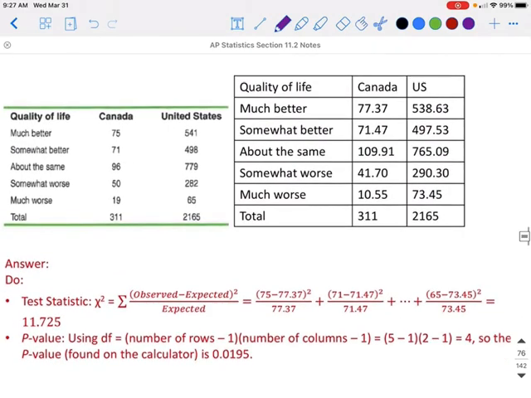Next is the do portion. Again, remember, you can do this by hand by doing the observed minus the expected, squared, divided by the expected. Do that for each part in the table and then add them all together to get a test statistic of 11.725. You would then find your degrees of freedom. Remember, it's the number of rows, which in this case is 5, minus 1, times the number of columns minus 1. So 4 times 1 would give us a degrees of freedom of 4.